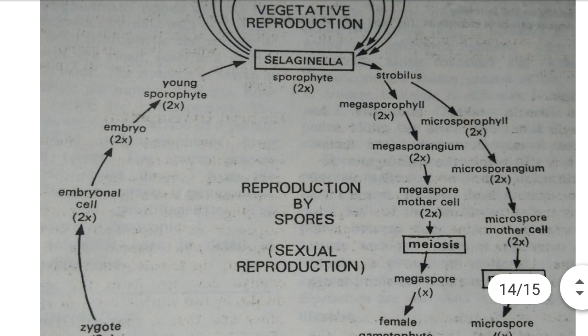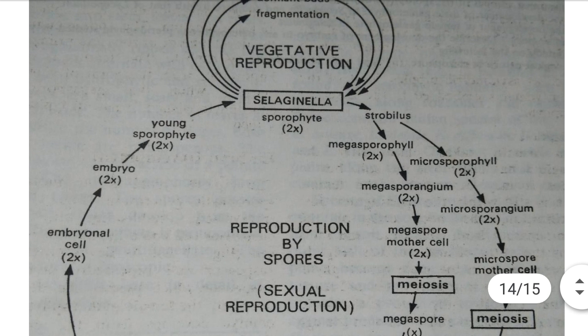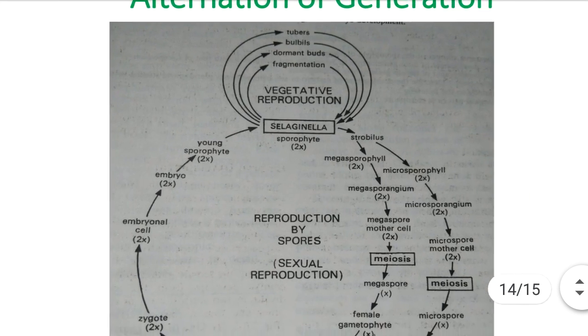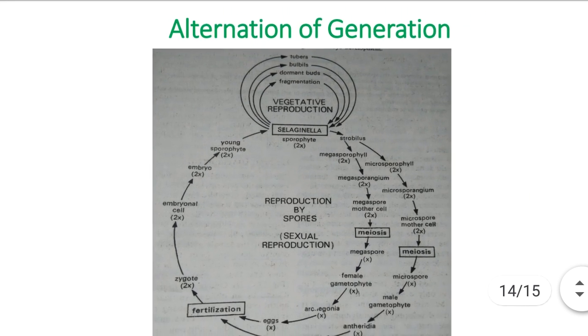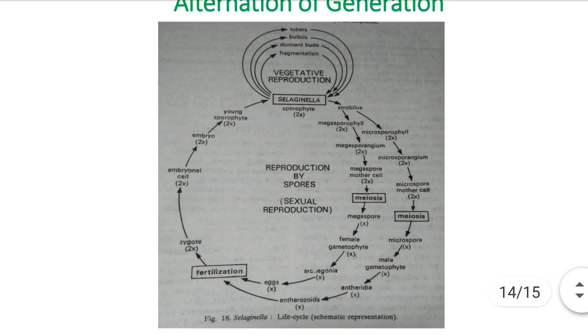This zygote goes through cell division and produces the embryo. Again the embryo is diploid, and the embryo produces the young sporophyte, which is again diploid, and the young sporophyte produces the mature sporophytic plant body, again in the diploid condition. So the sporophytic plant body in Selaginella is diploid.